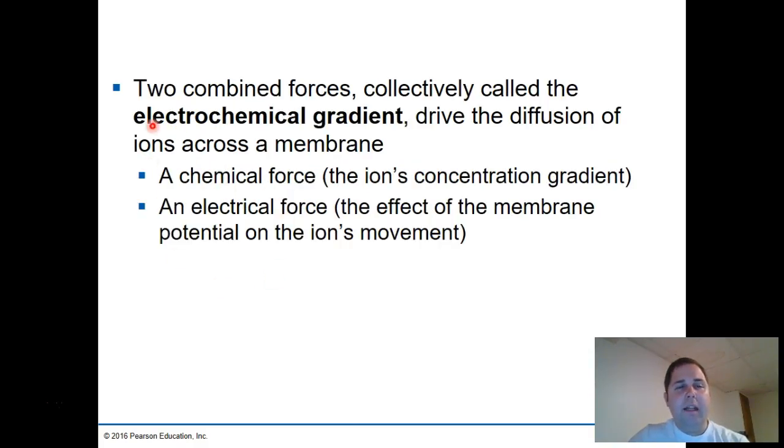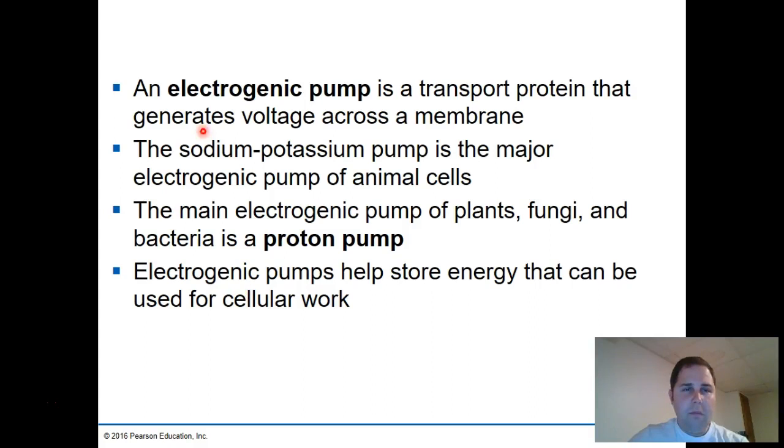And we'll call this an electrochemical gradient because we've moved chemicals from one side to the other, creating a concentration gradient, but because those chemicals are also charged, we're going to change the electrical force, the membrane potential, based on moving those ions. An electrogenic pump is something like the sodium-potassium pump that lets you do this. But to make things simpler for you guys, we talked more about a proton pump in class.